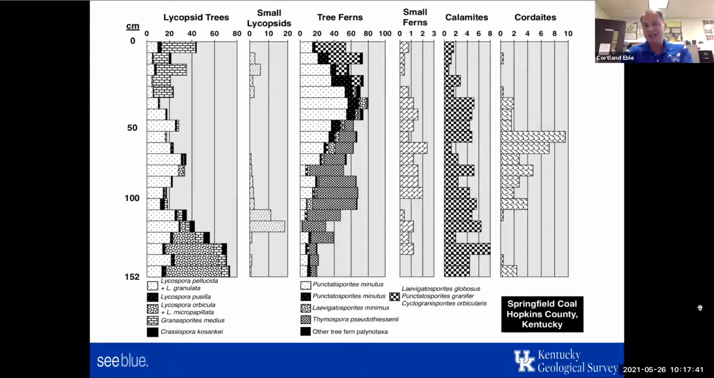And just lastly, cordaites. I mentioned that earlier, lower down, we see a lot of cordaite pollen. In this part we don't see a great deal of cordaite pollen, but where we do find it, it tends to occur in what I call spikes. And again, it doesn't seem to match up with much else, so it's hard to interpret. Next slide.